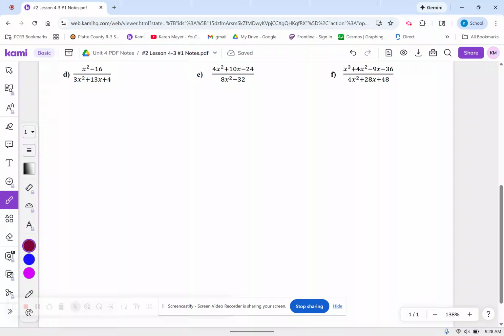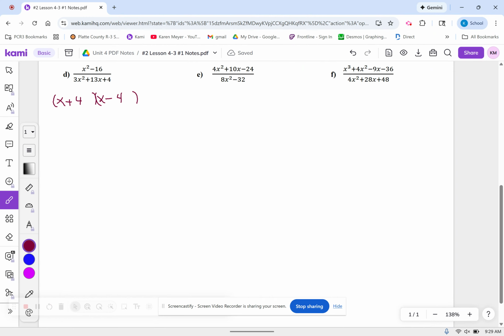Okay. So on D, there's no GCF. I notice it has 2 terms, so this one is a difference of squares. So difference of squares, I'm going to draw 2 parentheses. What times itself makes x squared, and that is x, x. One plus, one minus. What times itself makes 16, that is 4, 4.